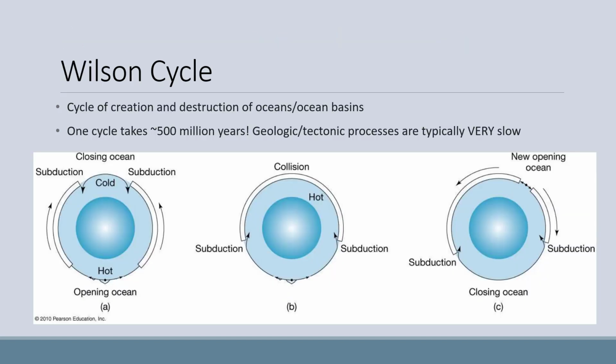So now that we've talked about how new oceanic crust is made, old oceanic crust is destroyed, and how continental plates move around, we are ready to talk about the Wilson cycle. The Wilson cycle is the process of the creation and destruction of entire oceans or ocean basins. The continents move around as this happens. One cycle takes about 500 million years. Remember that geologic or tectonic processes are very, very slow.